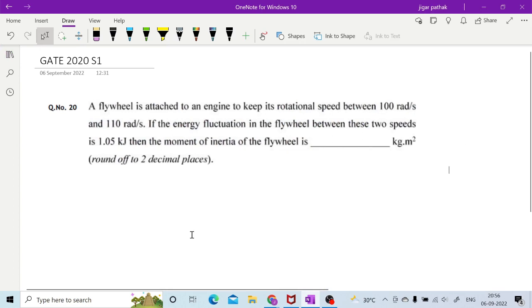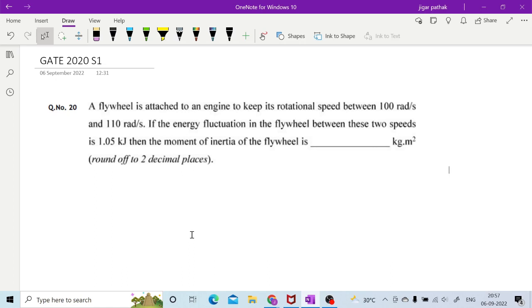So the next question is from GATE 2020 session 1. A flywheel is attached to an engine to keep its rotational speed between 100 radian per second and 110 radian per second. If the energy fluctuation in the flywheel between these two speeds is 1.05 kilojoule, then the moment of inertia of the flywheel is.